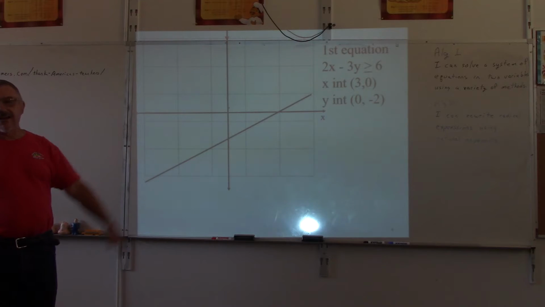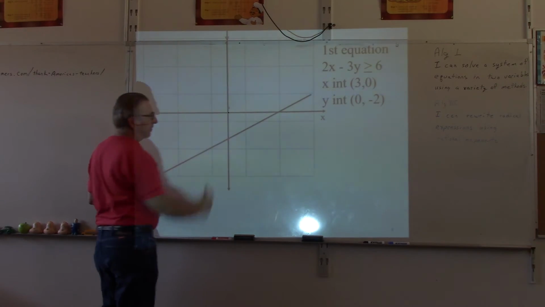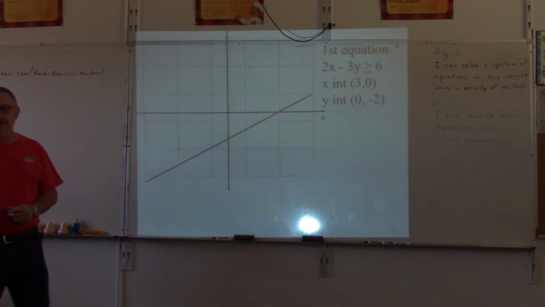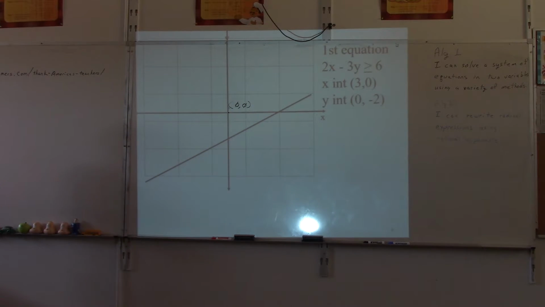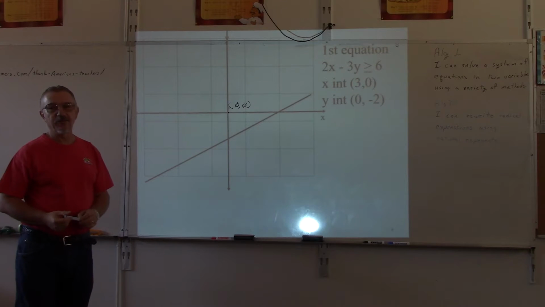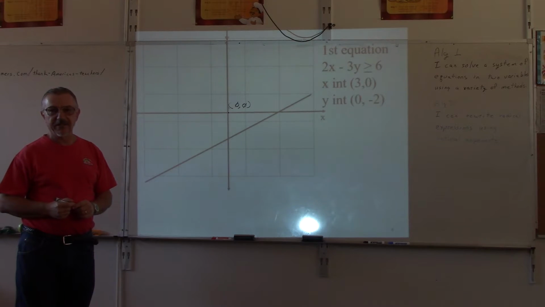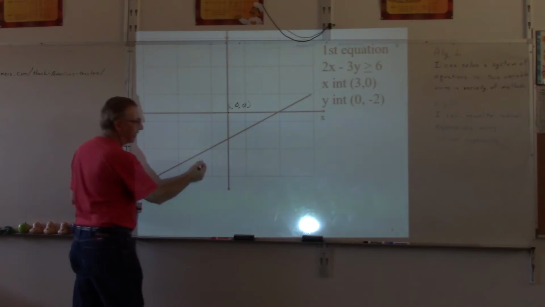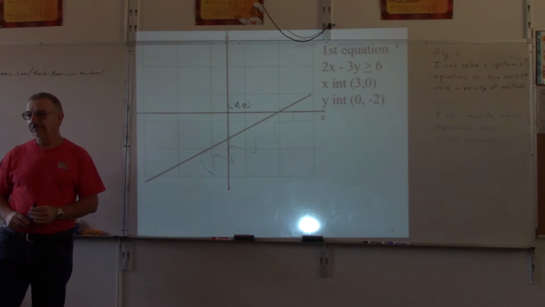To find out which way I'm going to shade, I'm concerned with this right here. The point of origin. When I talk about point of origin, I'm talking about 0, 0. If I take my point of origin and go back to my equation and plug it in for x and y, do I have a true statement or a false statement? False. Because 0 is not greater than or equal to 6. I have a false statement, which means I'm going to shade away from my point of origin. If I had a true statement, I would shade over it.